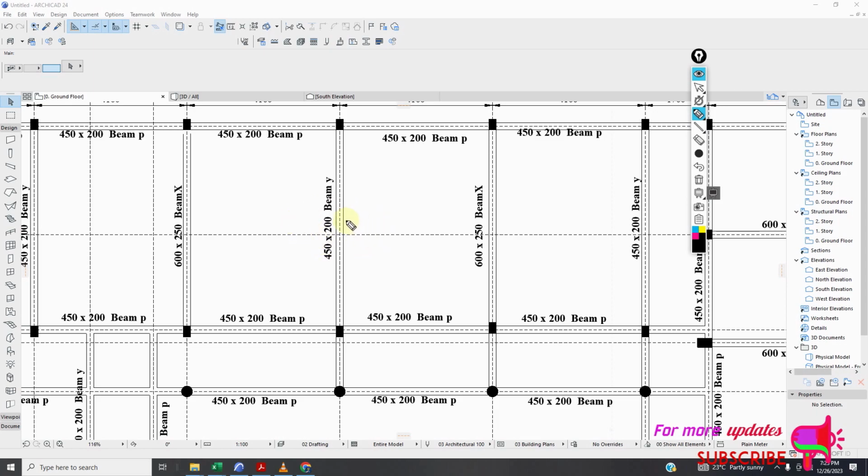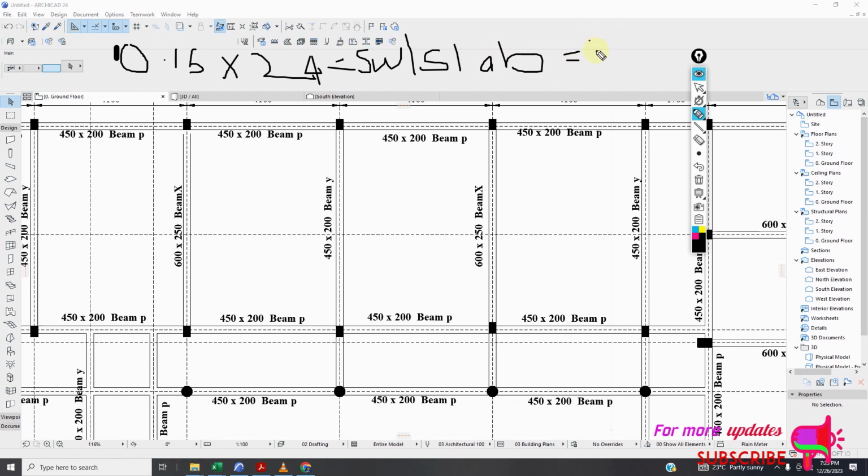will basically be equal to the self weight of the slab. Let's say we have a slab of 150, so it will be equal to 0.15 multiplied by the density of concrete, that is 24 kilonewtons per meter cubed. Again, this is the self weight of slab. So this will be equal to 3.6 kilonewtons per meter squared.